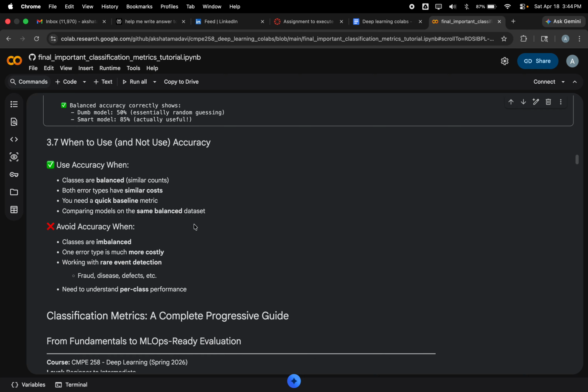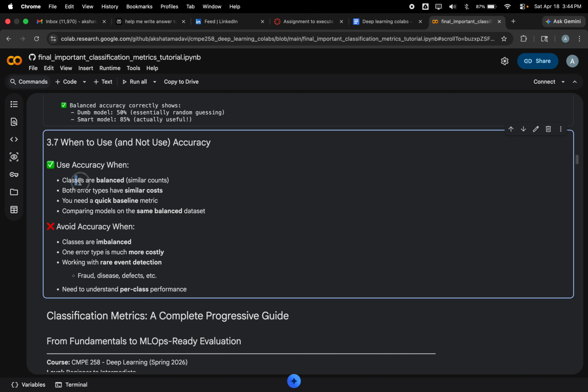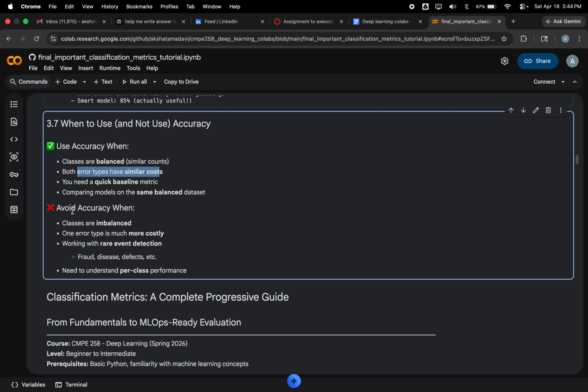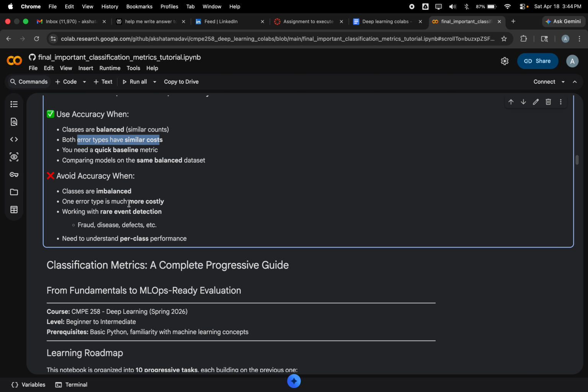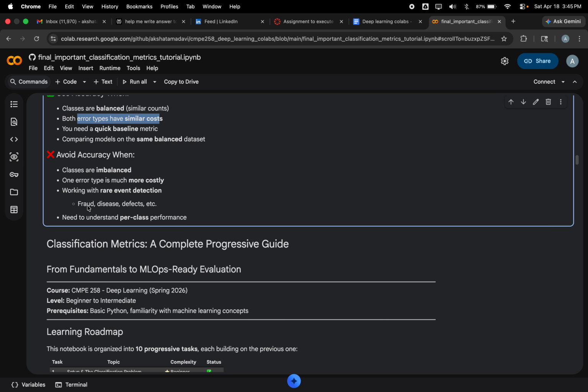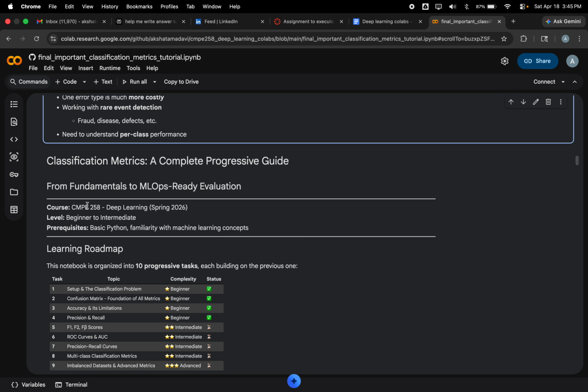And now let's see when to use and not to use accuracy. Use accuracy when classes are balanced, both error types have similar cost, you need a quick baseline metric, and you are comparing models on the same balanced dataset. We avoid accuracy when the classes are imbalanced, one error type is much more costly, you are working with rare event detection, and you need to understand both class performances.